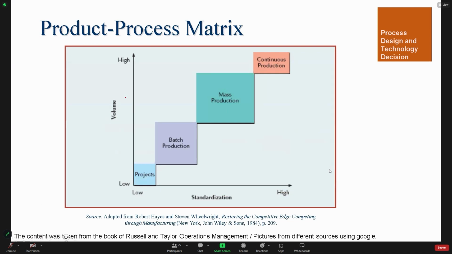Now, looking at this, volume, standardization. Projects have low volume and low standardization. Sir, pare-pareho ba sila? Hindi. Kasi yung concert mo ngayon, might iba na yung concert mo sa susunod. Or yung ginawa mong bahay, maaaring iba na sa susunod. Because that is a project. Batch production, medyo mas high ang volume nito and medyo merong standardization for a particular program. Pero nagbabago din siya. Mass production like your canned goods, soft drinks, coffee, instant coffee.